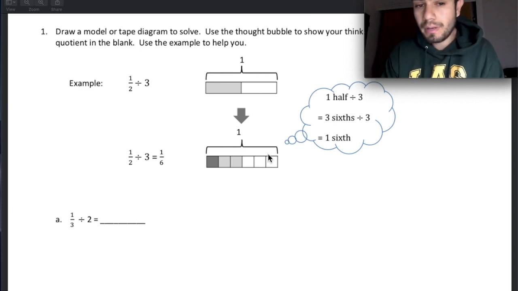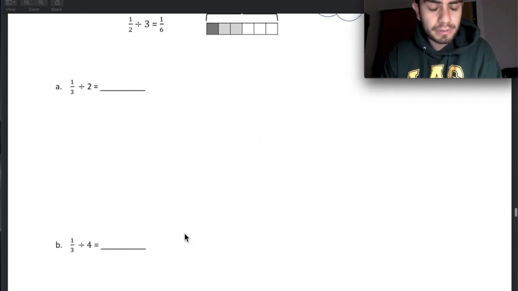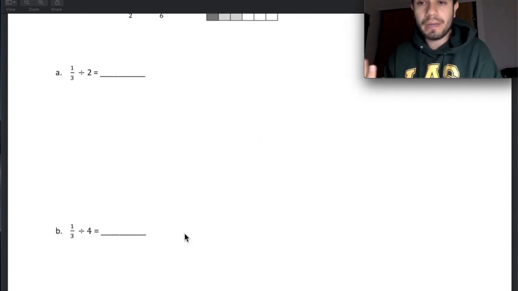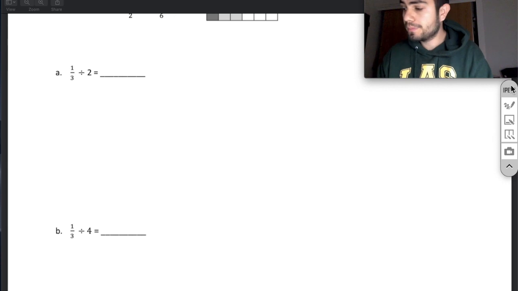Okay, so then now what they had was 3/6 divided by 3, which when you continue it, it should give you 1/6. Now, let's break this down on this next problem so that it can make a little bit more sense. Okay, so let's take a look at A here. Now, problem A is telling me to do 1/3 divided by 2.